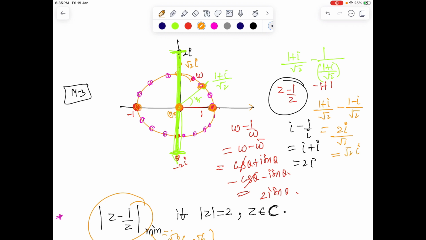You pick up this point, it is sent to the origin. You pick up this point, it's sent to the origin. You pick up this one, it's sent somewhere here. You pick up this one, it's sent here, and so on and so forth. So basically the circle is being converted into a line. And now you can clearly see what is the maximum value you are getting.